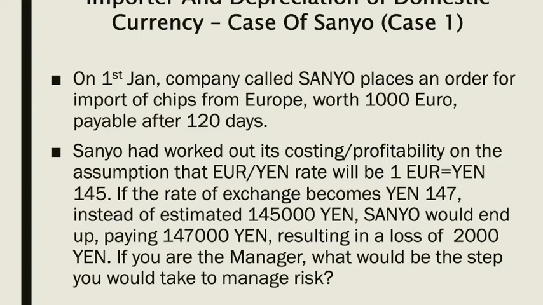Sanyo works out its costing or profitability on the assumption that the euro-yen rate will be 1 euro equal to 145 yen. If the rate of exchange becomes yen 147 instead of the estimated 145 yen, Sanyo would end up paying 147 yen, resulting in a loss of 2 yen.